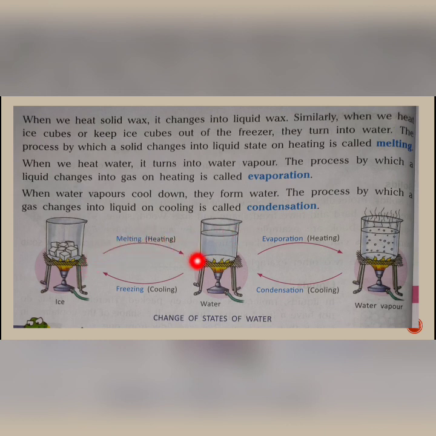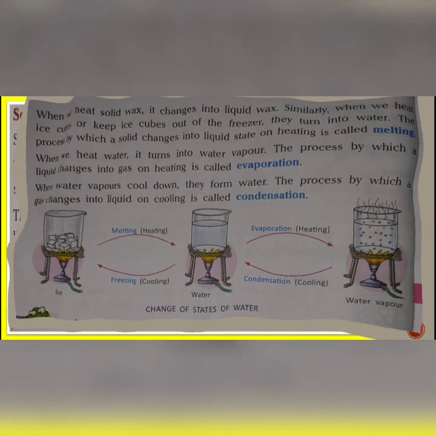Solid on heating converts to liquid. The process is called melting. Then liquids on heating change into water vapor, that means the gas form. It is called evaporation. Then change from gaseous state to liquid state on cooling is called condensation. And from liquid state to solid state on cooling it is called freezing. So these are the four processes involved in the change of state of matter.